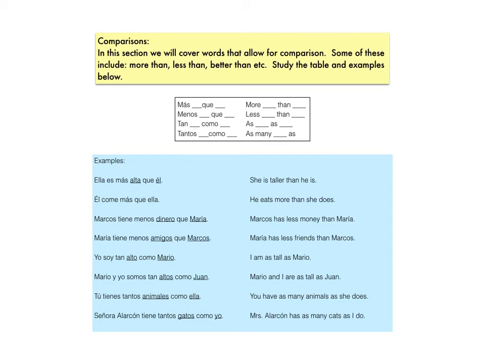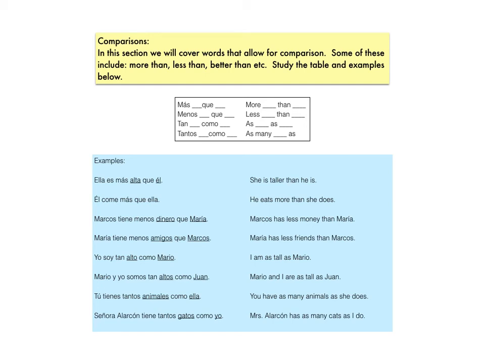The next one, I am as tall as Mario. Yo soy tan alto como Mario. Notice how in English we say as blank as, in Spanish we say tan blank como. So they're two different words in Spanish. Alright, the next one. Mario and I are as tall as Juan. Mario y yo somos tan altos como Juan. Here we're using tan and como, separated by other words of comparison.